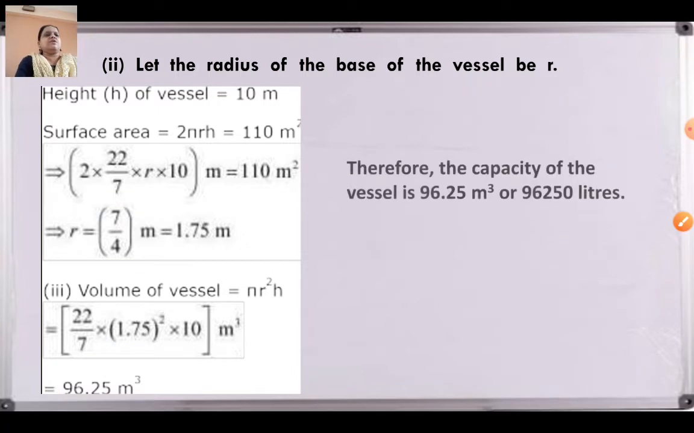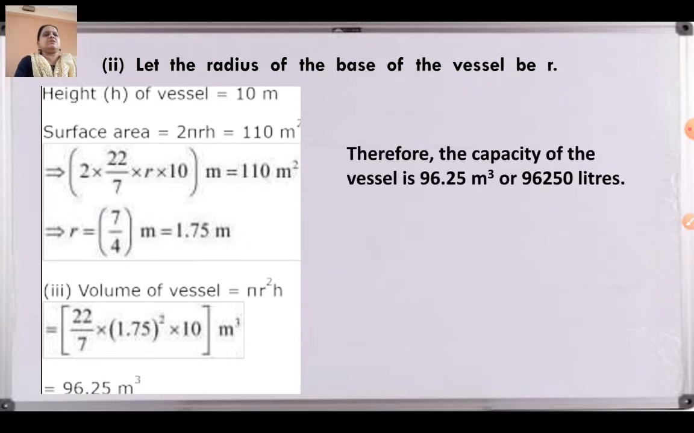So therefore, the capacity of the vessel is 96.25 meter cube, and if you convert it into liters, your answer will be 96250 liters. So both ways you can write the answer. If it is asked in the question specifically in liters, convert it into liters. Otherwise, you can keep it as 96.25 meter cube as the final answer.